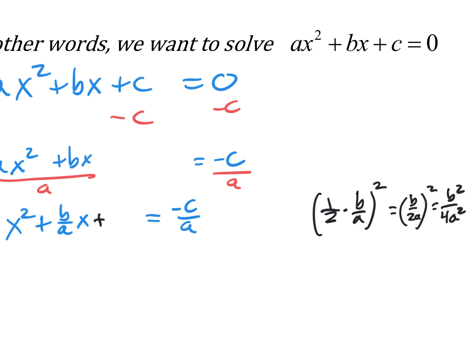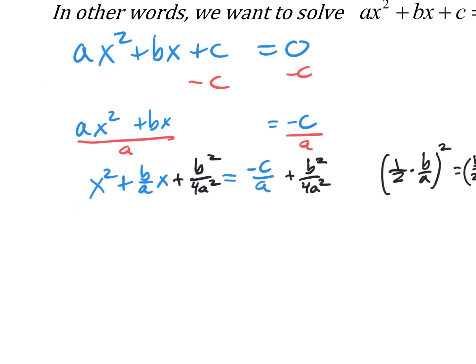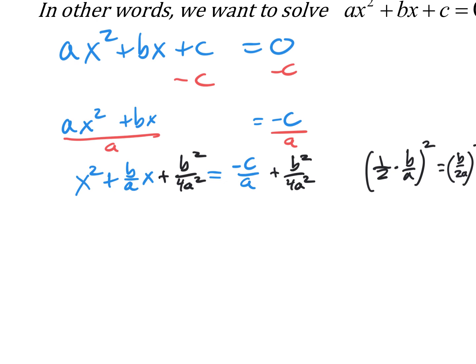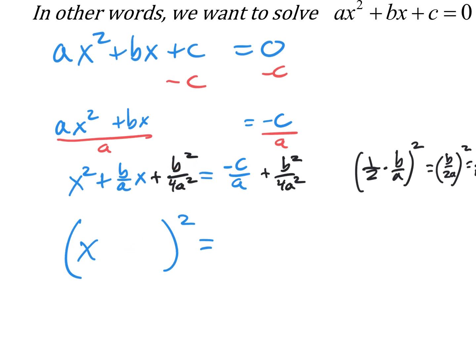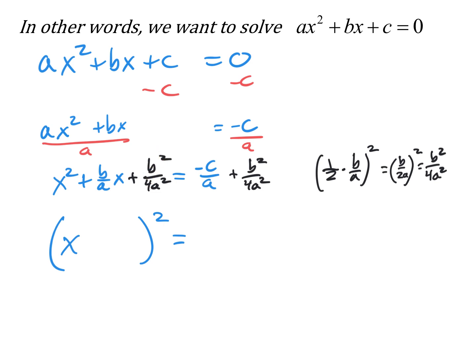So we're going to add b squared over 4a squared to both sides. All right, so that's what completing the square tells us to do. Now this is big and ugly, but we know that this will factor because we built it to factor. This is a perfect square. Well, what do we get when we square root b squared over 4a squared? Well, it's this thing right here, b over 2a. The square root of b squared over 4a squared is b over 2a.